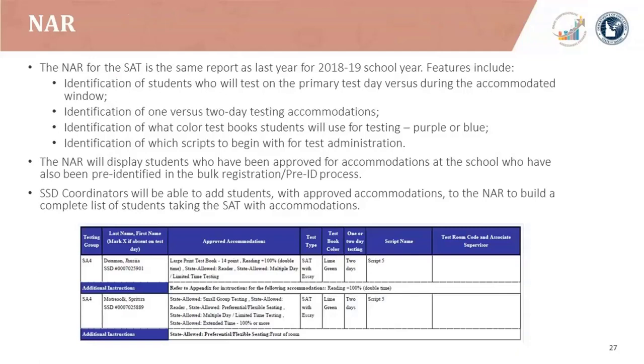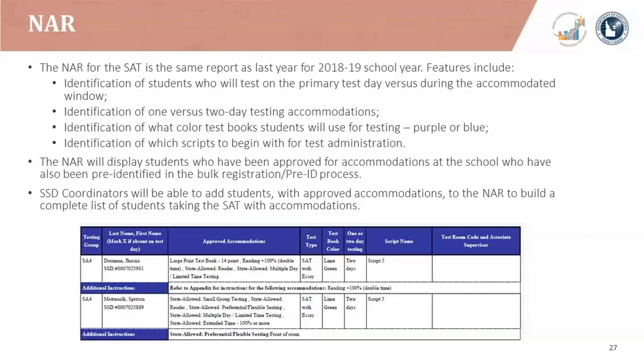The NAR for the SAT is the same report as it was last year for the 2018-19 school year. Features include identification of students who will test on the primary test date versus the accommodated window, identification of 1-day versus 2-day testing accommodations, identification of what color test books students will use for testing, either purple or blue, identification of which scripts to begin with for test administration.